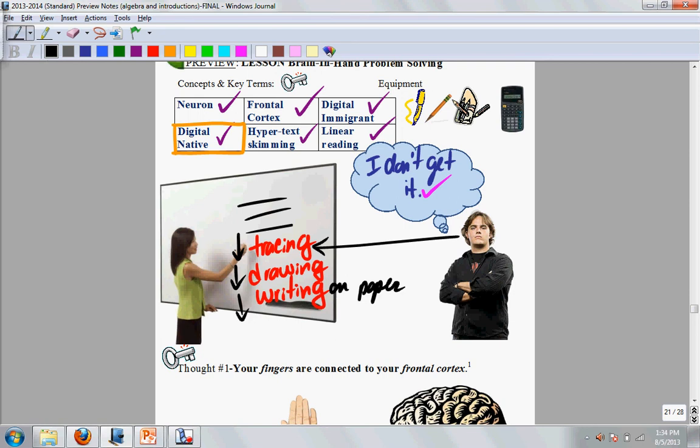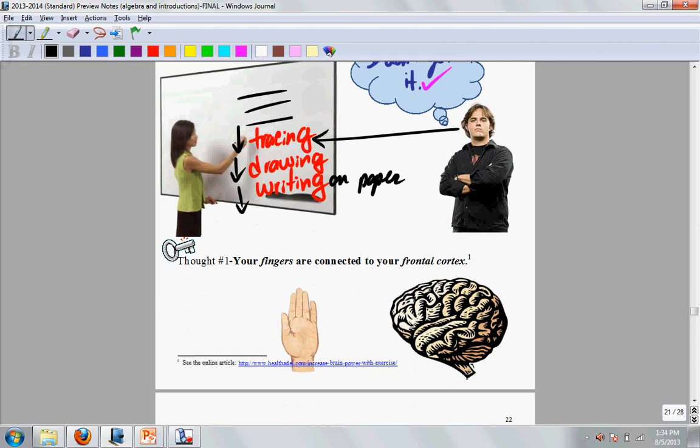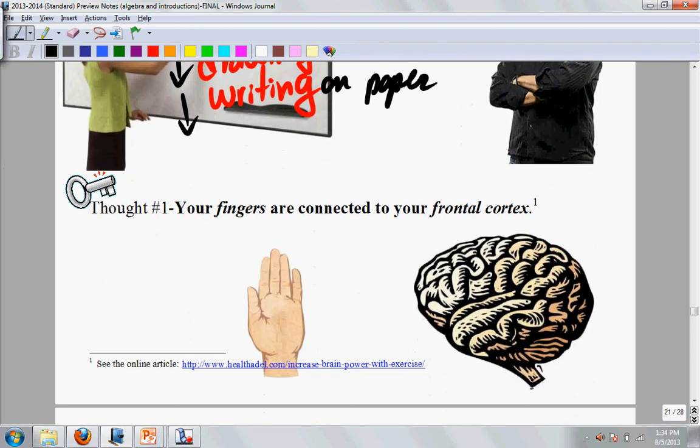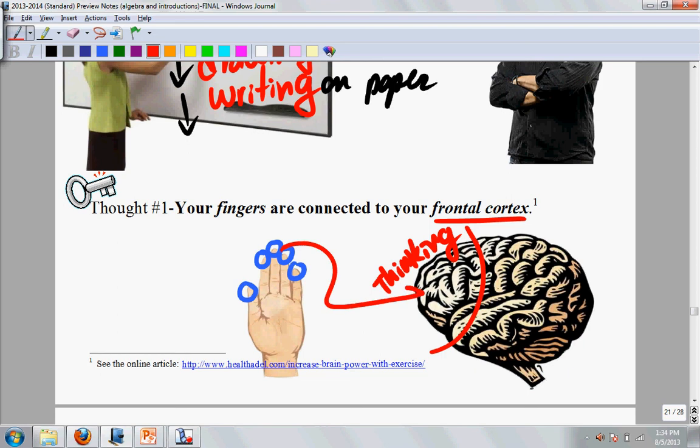Now, there's definitely many benefits of digital technology, but there are some interesting developments because of you growing up as digital natives. The first thing you need to understand that's really important is that the tips of your fingertips are connected to your frontal cortex. You have nerves that run through your fingertips that connect to your frontal cortex, the front part of your brain, the thinking part of your brain. So there's nerves running from your fingertips to the thinking part of your brain.